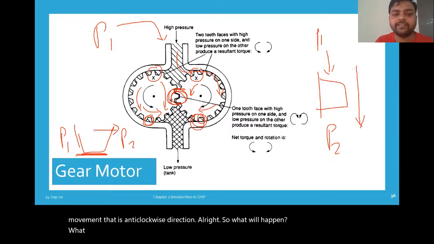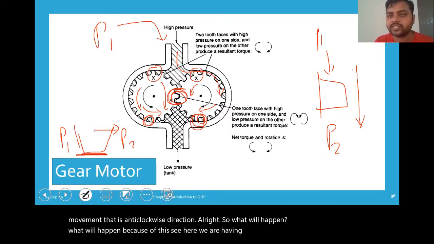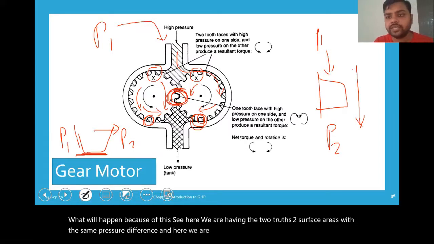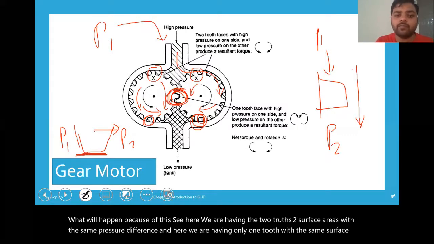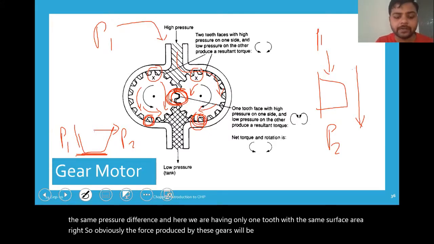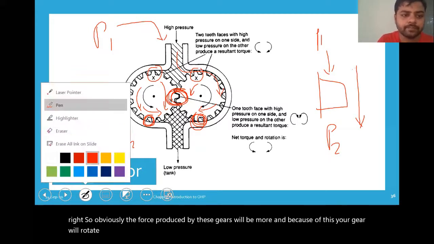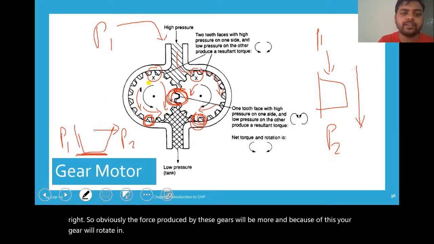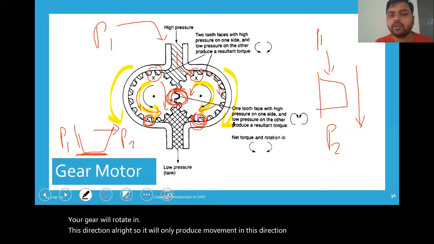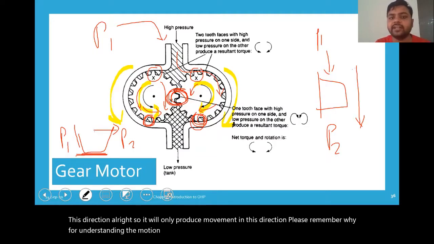Because of this, see here we are having two teeth, so two surface areas with the same pressure difference, and here we are having only one tooth with the same surface area, right? So obviously the force produced by these gears will be more, and because of this your gear will rotate in this direction. All right, so it will only produce movement in this direction. Please remember, for understanding the motion, you must understand the pressure difference occurring at different surfaces.